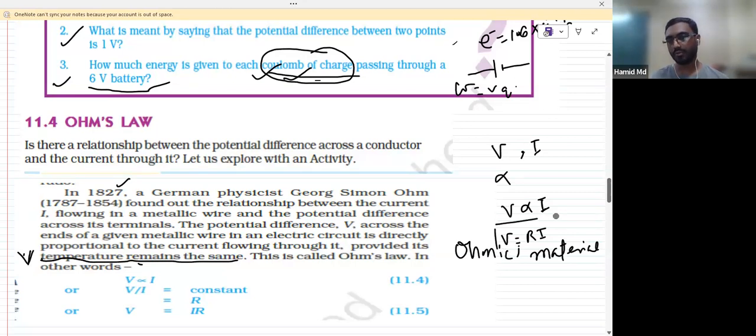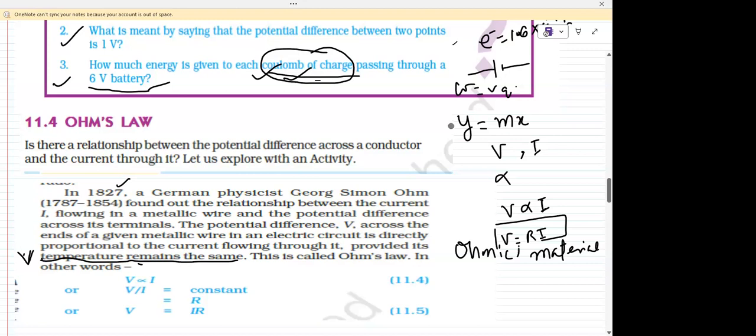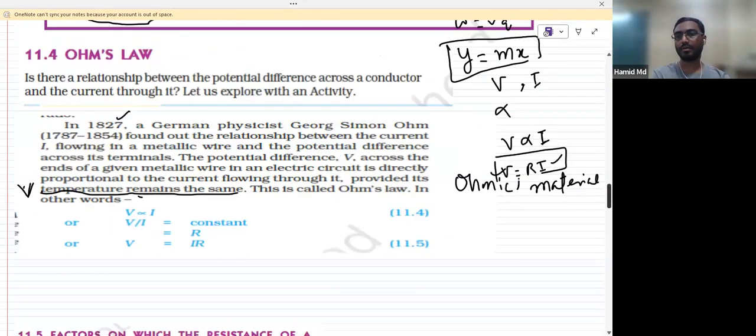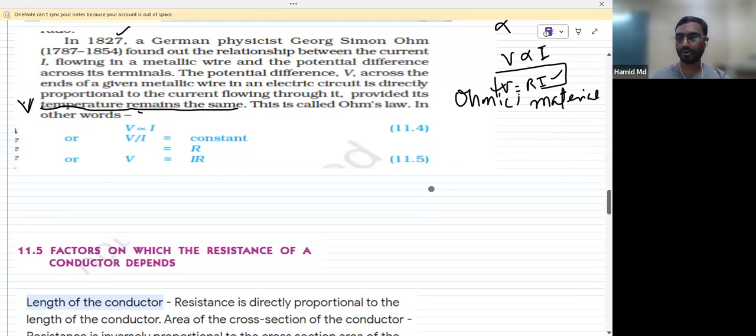It is a very well known formula, the equation of a straight line. Have you read about it in linear equations in two variables? Yes, sir. So if we want to plot V versus I, how will it look? Linear, of course. Yes. So if I try to draw it, on which axis do you want to put the voltage and which axis the current? Which one is independent?